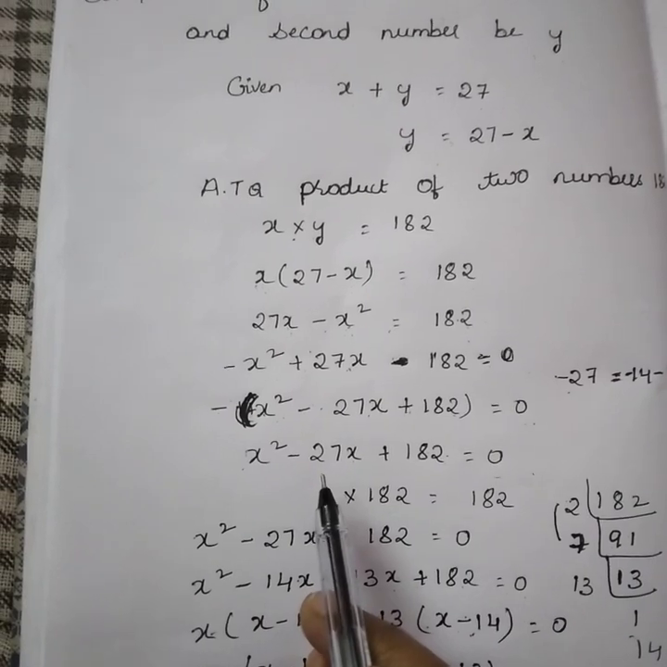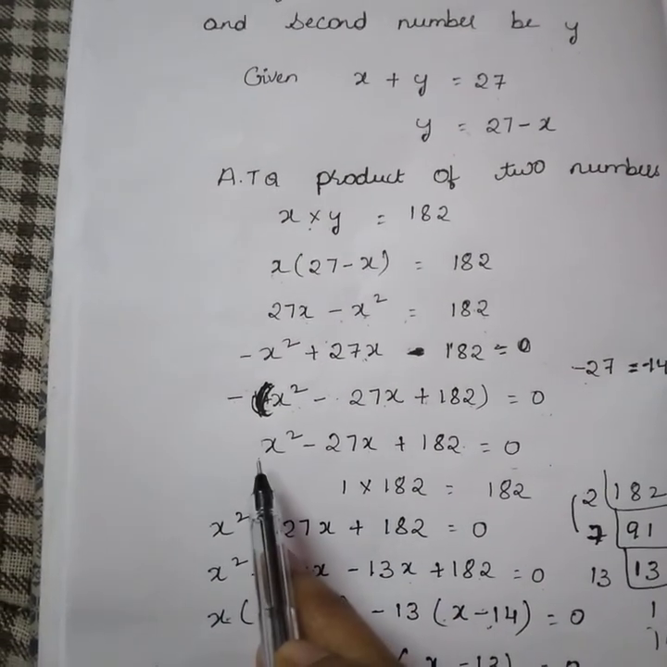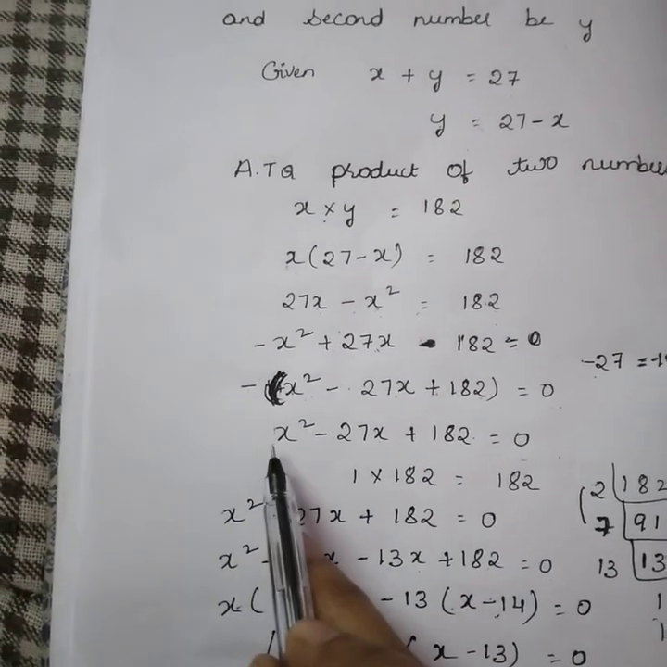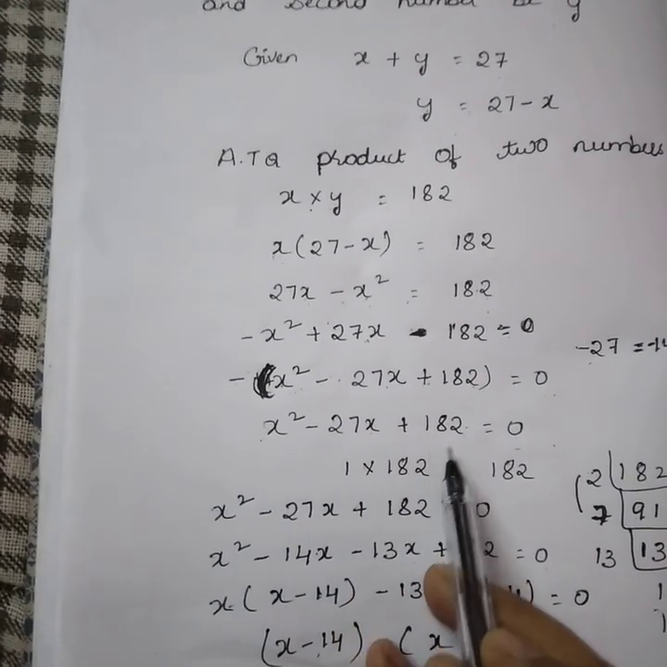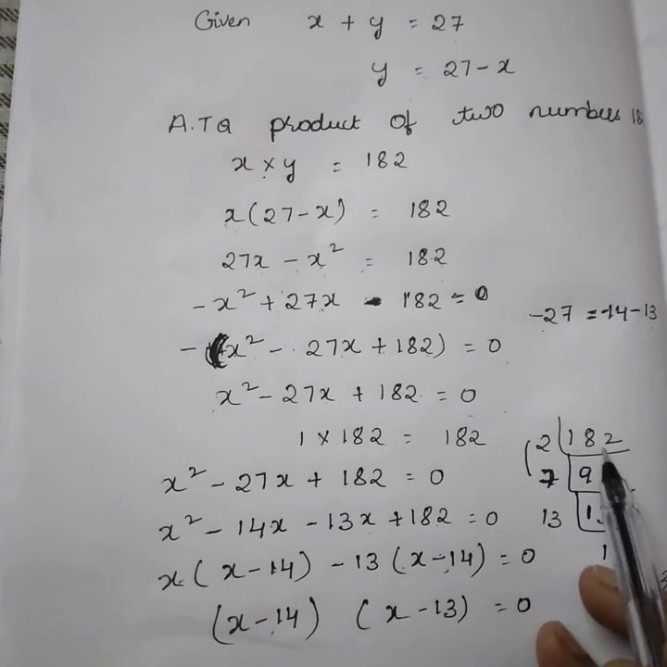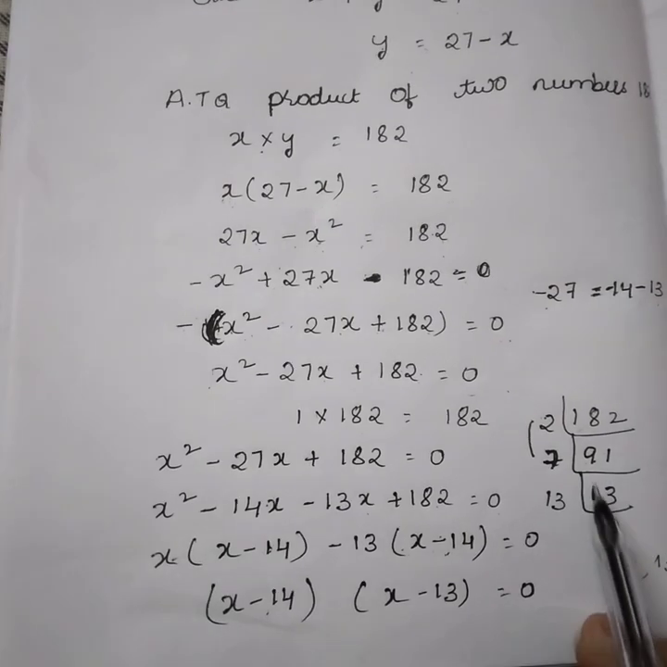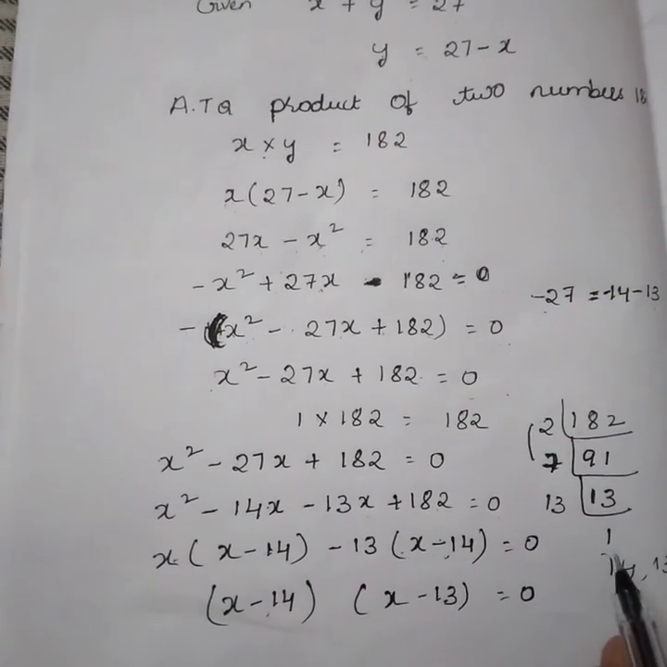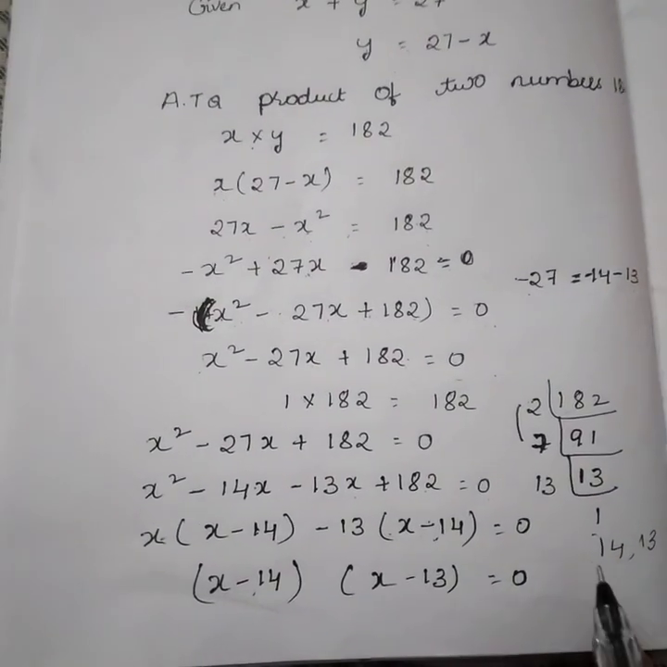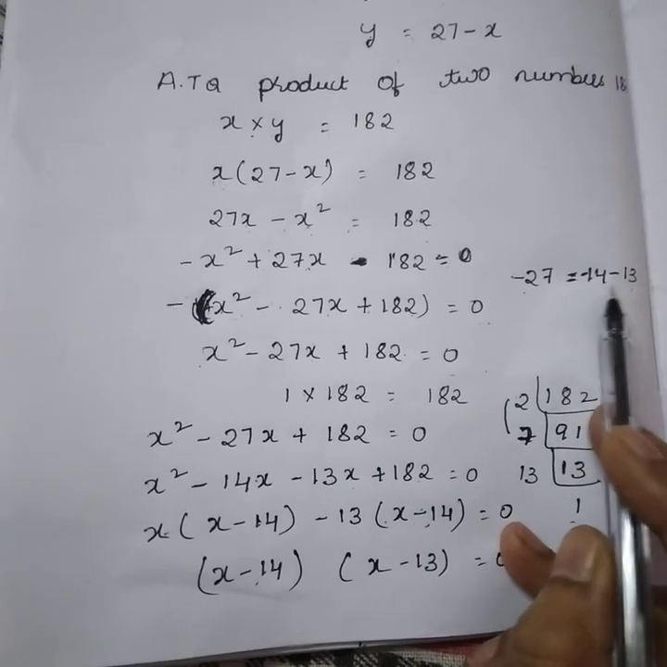So we need to factorize by the splitting the middle term method. First we'll multiply the coefficient of x square by the last term. Here the coefficient of x square is 1. 1 into 182 is equal to 182. We'll find out the factors of 182. 2 9s are 18, 2 1s are 2, 7 1s are 7, 7 3s are 21, 13 1s are 13. Multiply 2 into 7, that is 14. 14 and 13 are the factors. So minus 27 is equal to minus 14 minus 13.